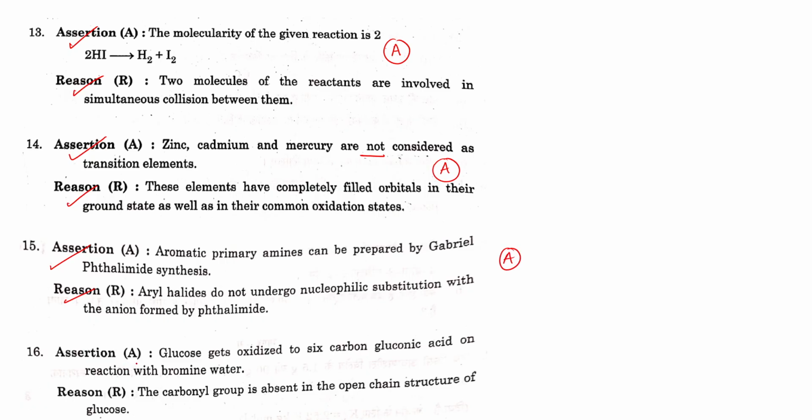In the question number 16, assertion: glucose gets oxidized. This is correct. Carbonyl group is absent. No, this is incorrect. So in this case, option C is correct.